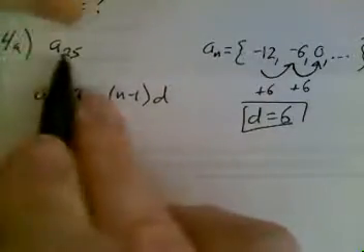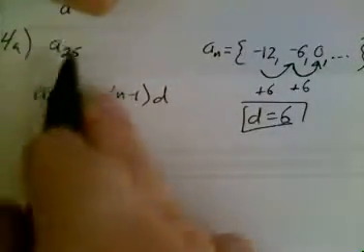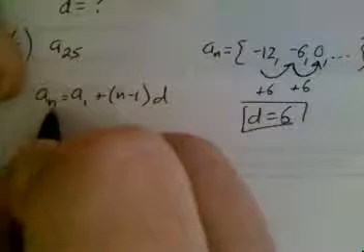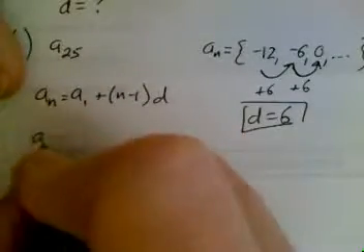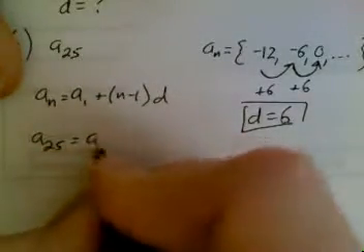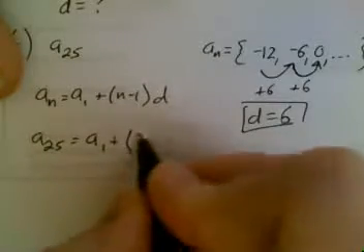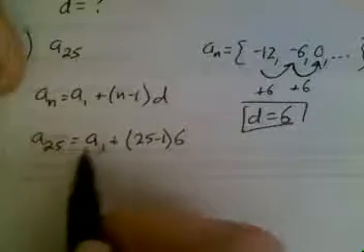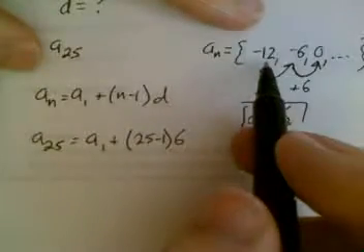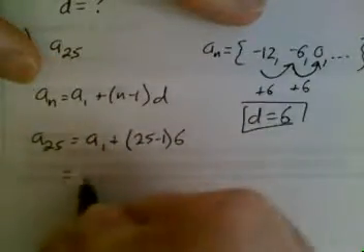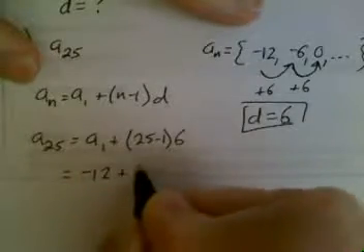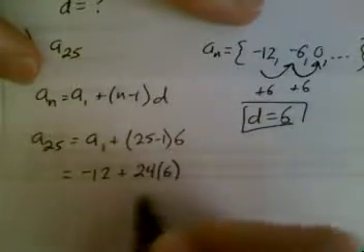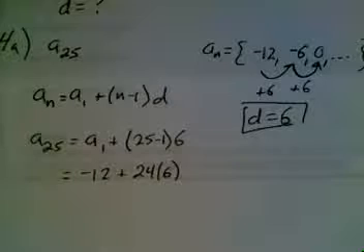And then I want to find a sub 25. So everywhere I see an n, I'm going to replace it with 25. So I have a sub 25 is equal to a sub 1, I don't know what that is yet, 25 minus 1, and then times the 6. What's my a sub 1? Well, that is the first term in the sequence. So I'm going to go ahead and plug that in. I have a negative 12 plus, this is going to be 24 times 6, whatever that number happens to be.